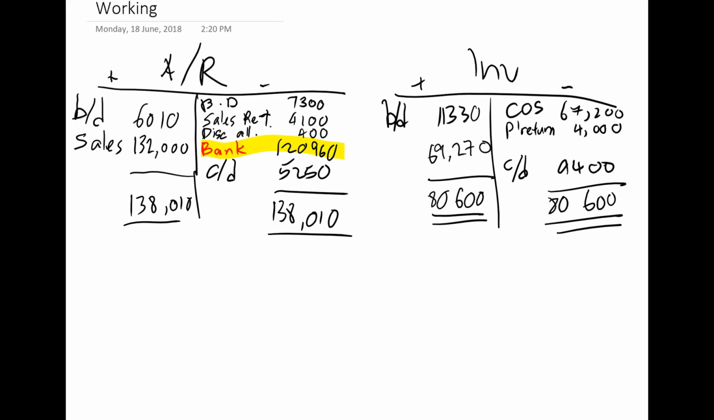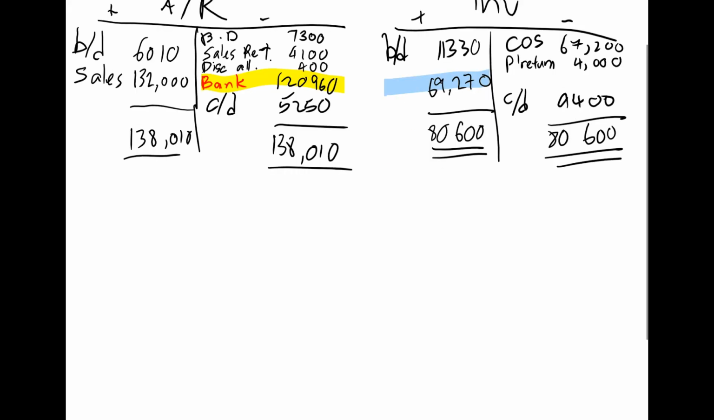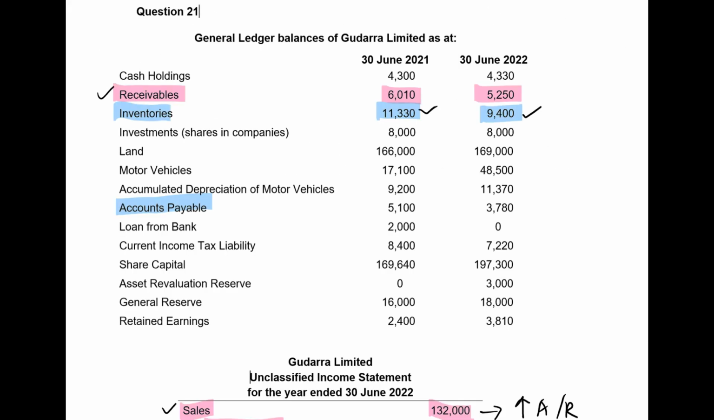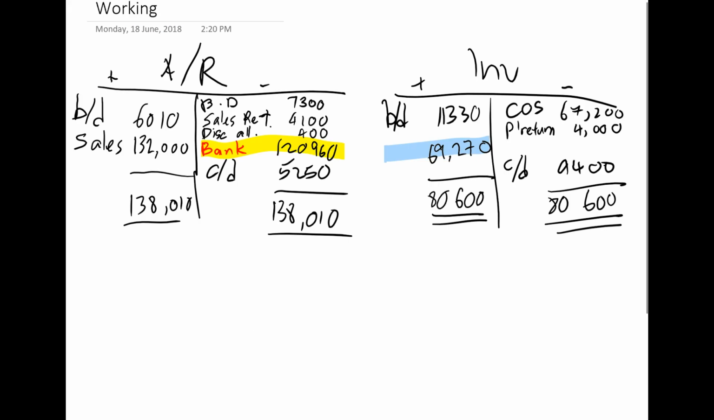We can either buy this inventory on credit or by cash. How to see whether this company bought it on credit or by cash? Very simple. Look into your trial balance. If the question has accounts payable, it means the company bought on credit. So if you buy on credit, you need to reconstruct the accounts payable account as well. Since I bought this inventory of 69,270 on credit, I have to record this in my accounts payable account.